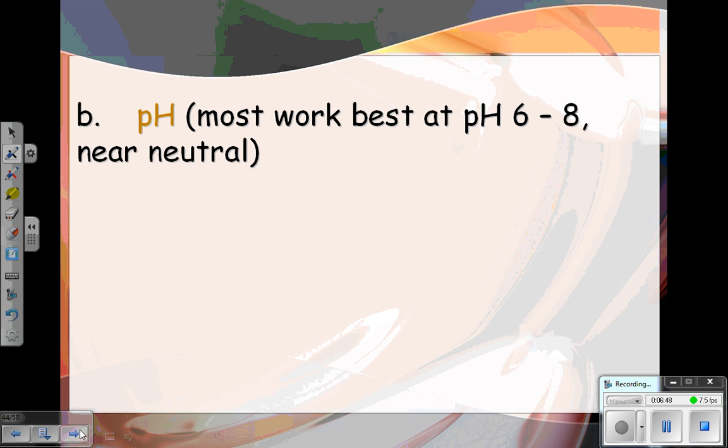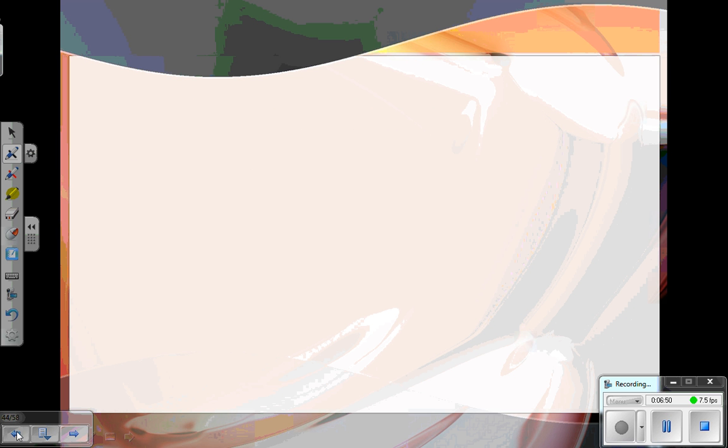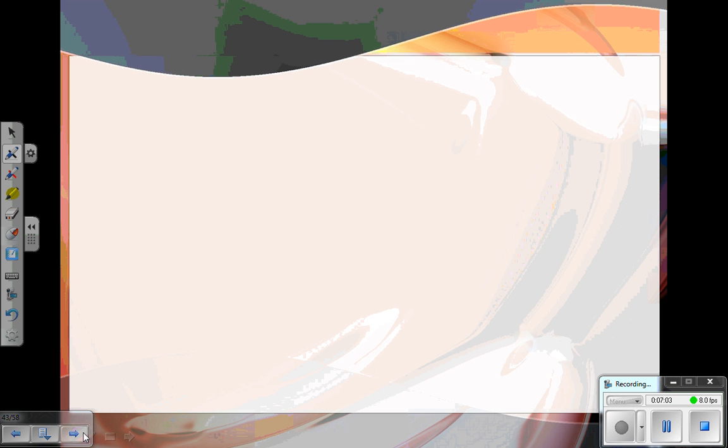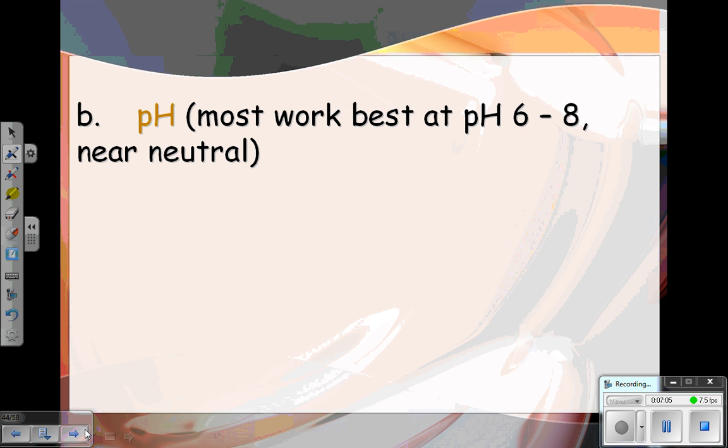Another one besides temperature is pH. Let me just go backwards for a second before I go on. If it gets too hot, it's probably because the enzyme's denatured. If it gets too cold, it might be because there's not enough activation energy, or maybe it's changed shape a little bit as well. Okay, so the next important one is pH.